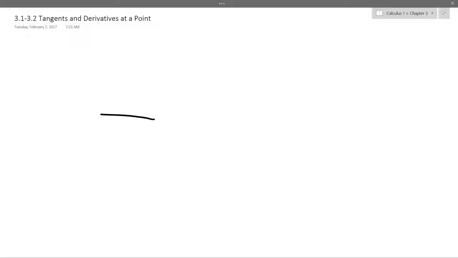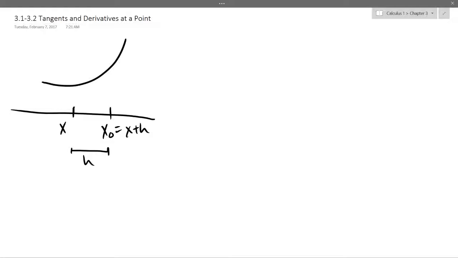So if you have some function, and I'll draw some curve here, and two x values, we'll call this one x naught, and it's going to be x with h being the measurement of how far over we go. And on the graph, there are two points. And I want to look at the slope of the secant line going through here.